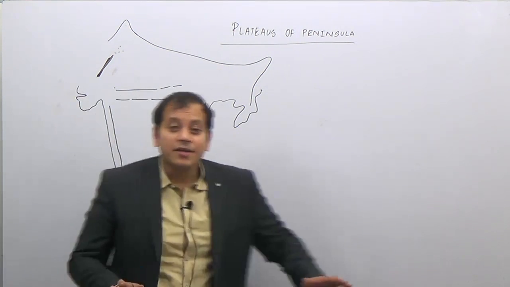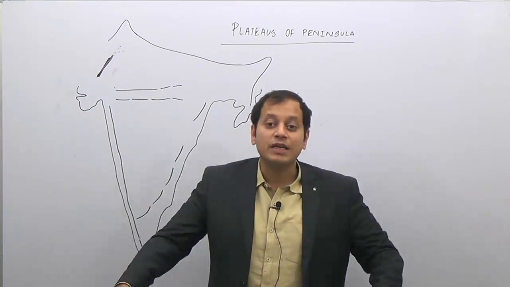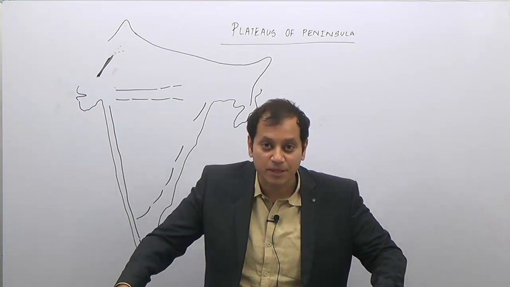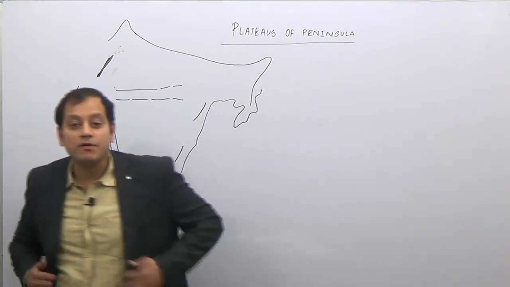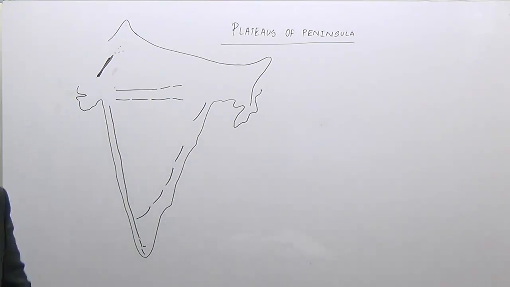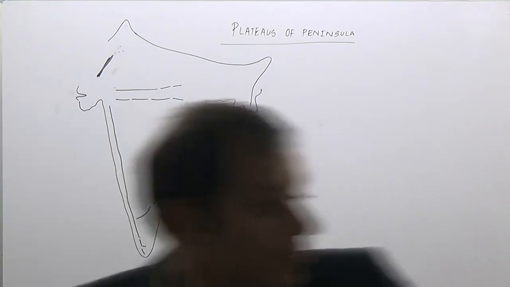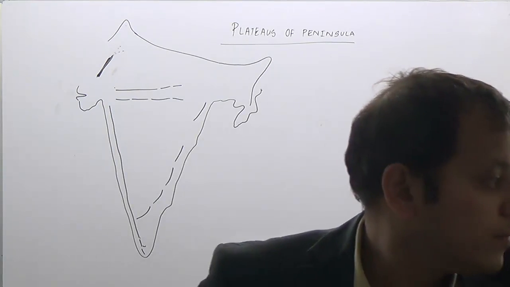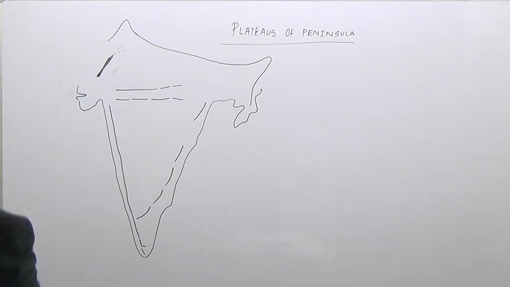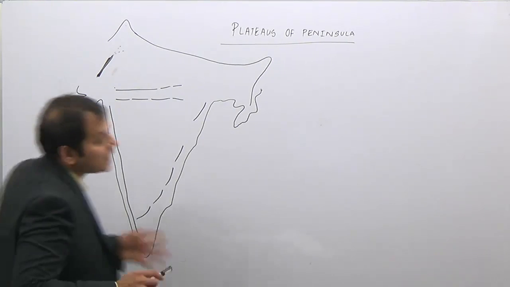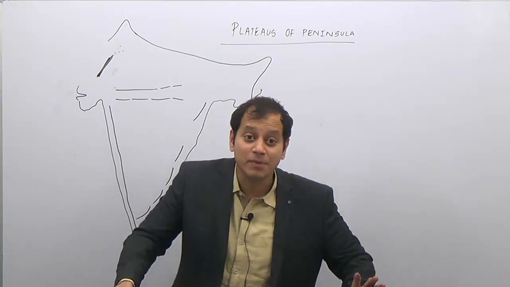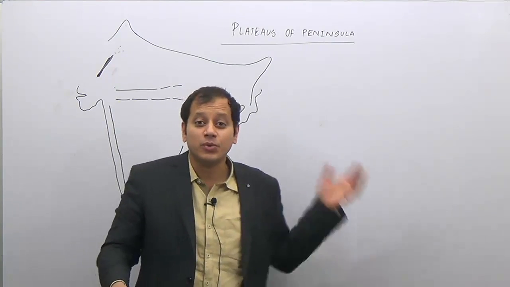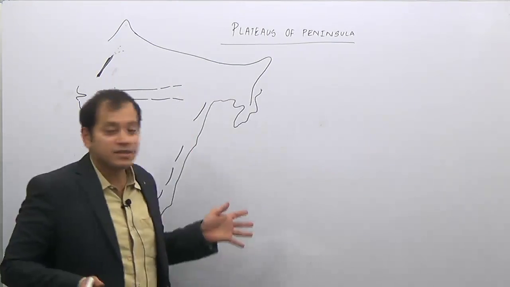Hi friends, in the previous lectures we have studied the hill ranges of the peninsula. Now we already know what the peninsular plateau is made up of. The peninsular plateau is made up of hill ranges and the plateau as well as the central highlands. If you remember, I told you that it consists of hills and the central highlands.